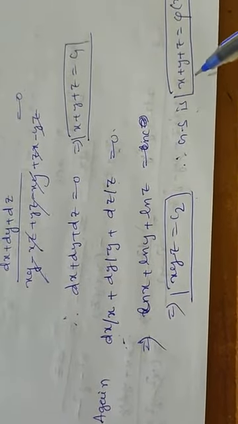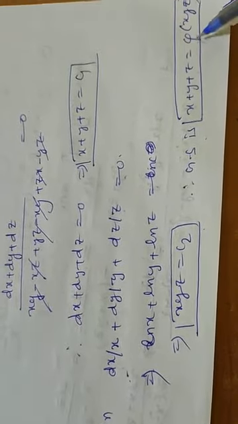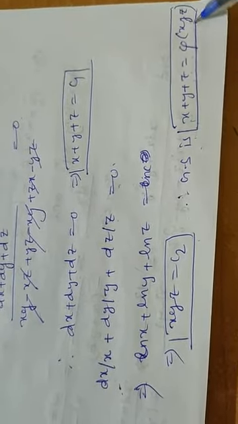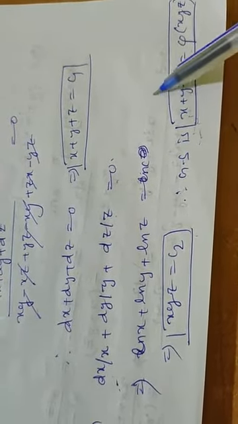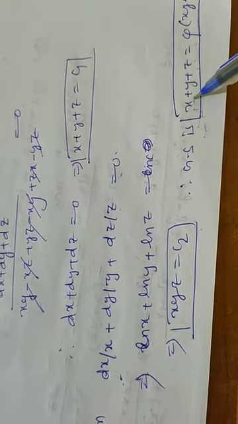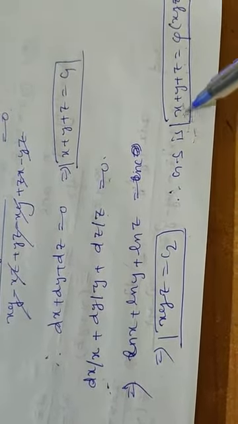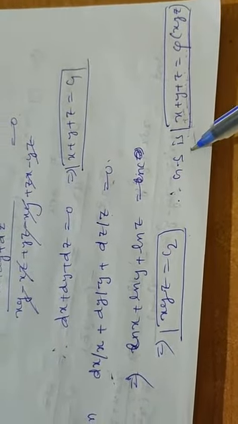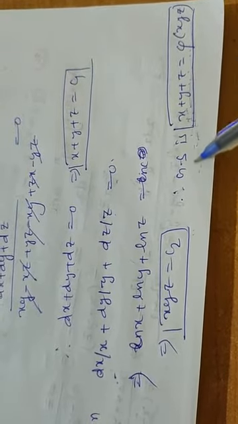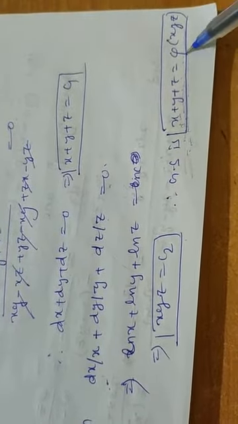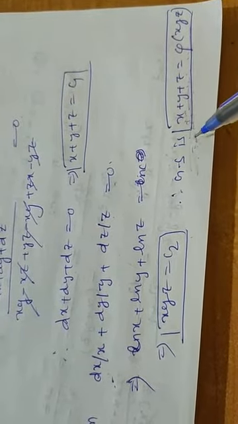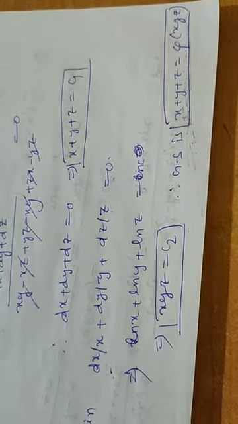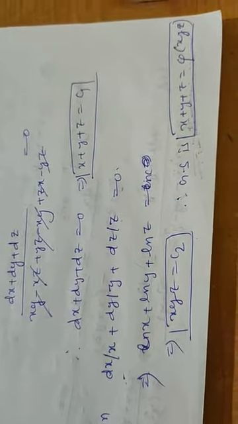So the general solution is xyz = φ(x + y + z). In this way also we can write the general solution: u = φ(v), where u is the first solution and v is the second solution. x + y + z and xyz are the two solutions we have obtained from the auxiliary equation. So the general solution can be written in this way, or you can write it as f(x + y + z, xyz) = 0. Both ways it is correct.